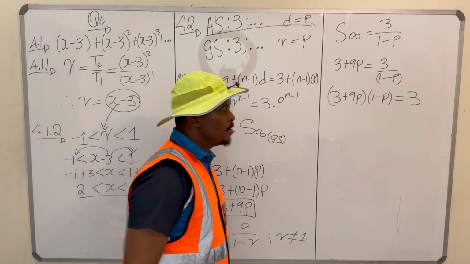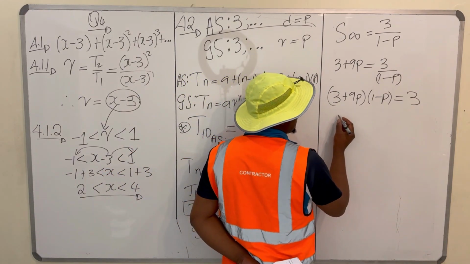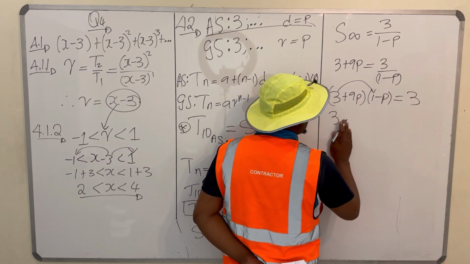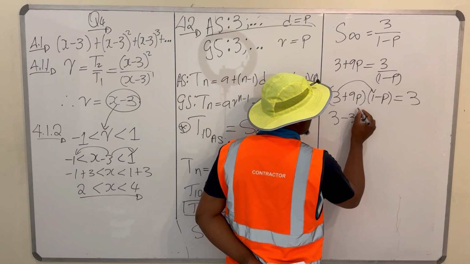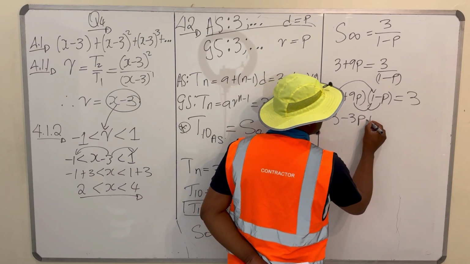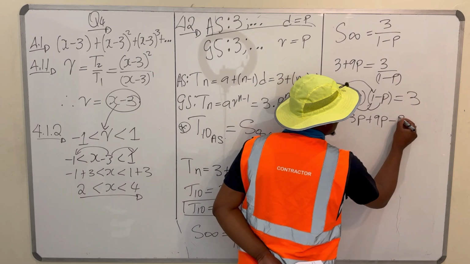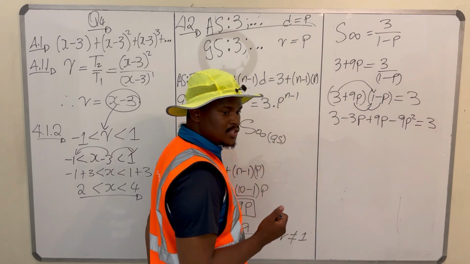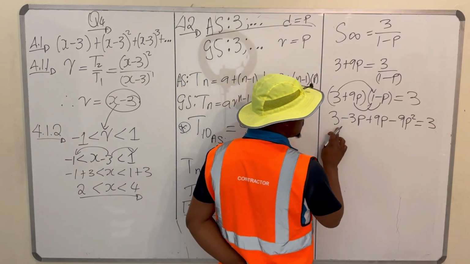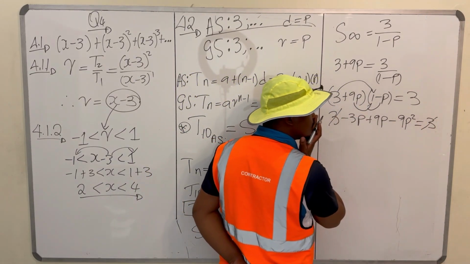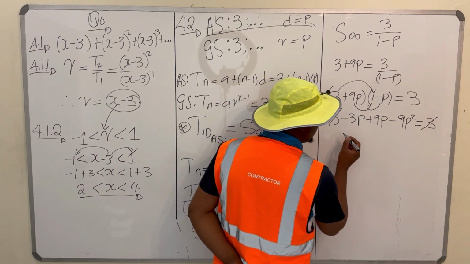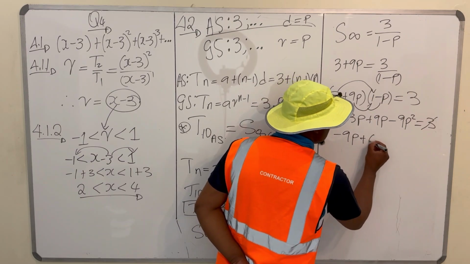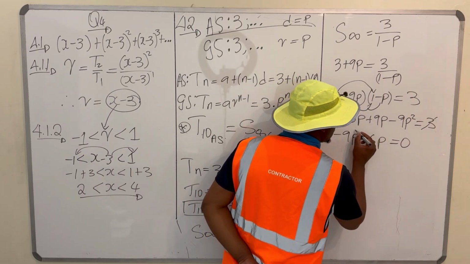Are you happy? Yes. So let's multiply this bracket out. This 3 minus 3P, then 9P minus 9P squared is equal to 3. Let's group the like terms. This 3 on this side and this will go away, and then we have negative 9P plus 6P, so it should be 9P squared.